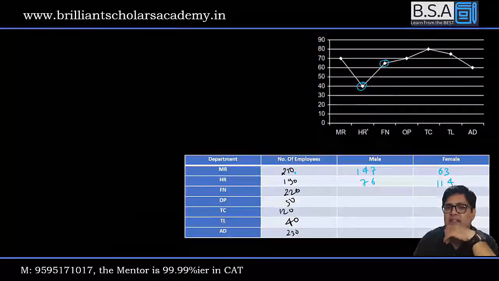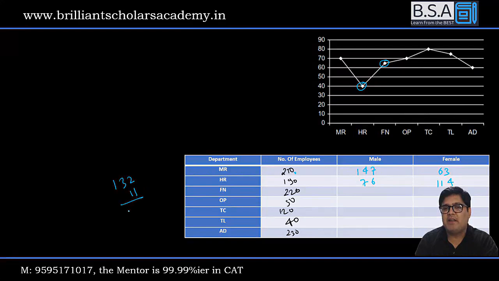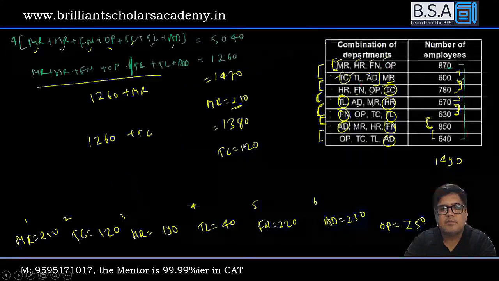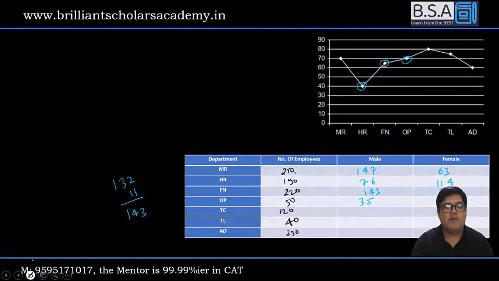What does this percentage say? It looks like 65%. 65%. Use a calculator if you need. 60% would be 132. 5% would be 11. So 143. 143 males are there. So here it should be 77 female should be there. This is 70%. What is 70% of this? 35. 15 should be females. OP was 250. OP was 250.